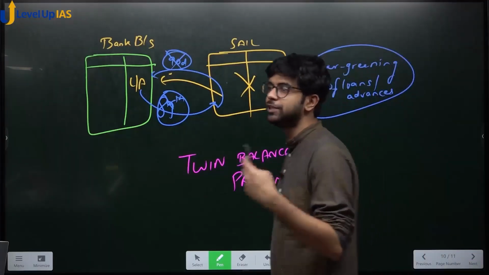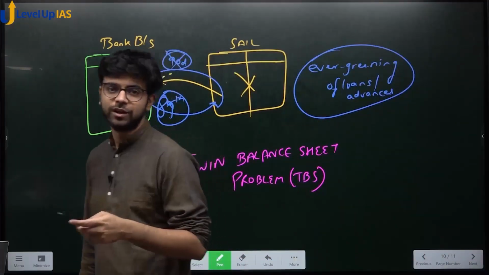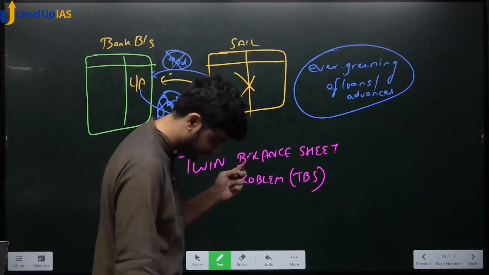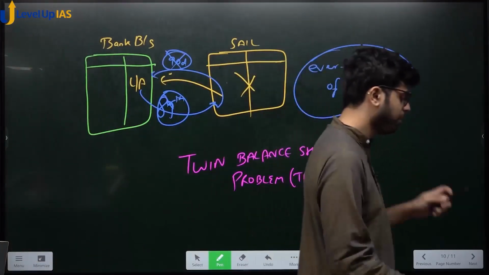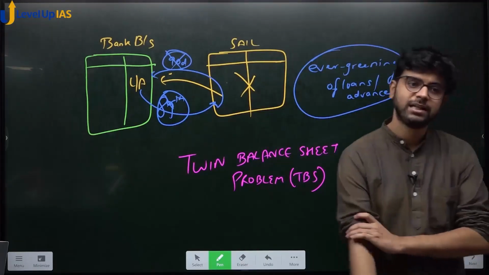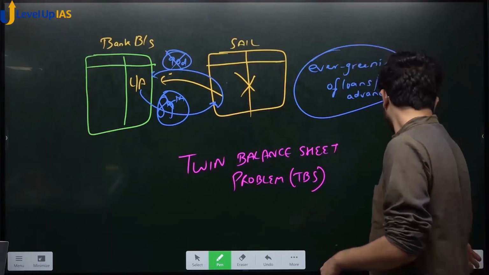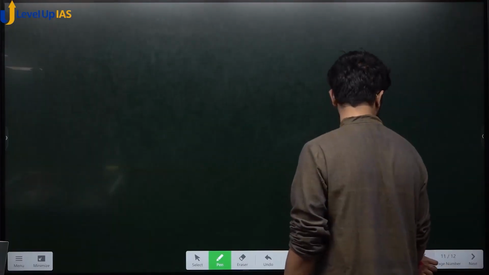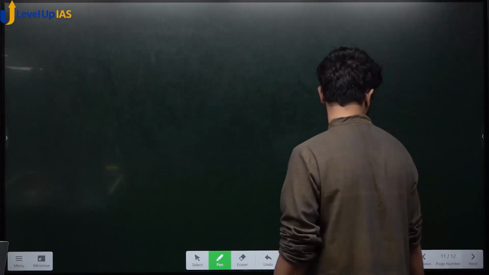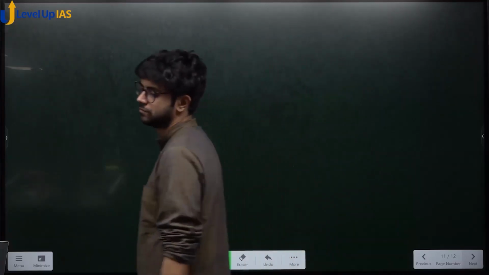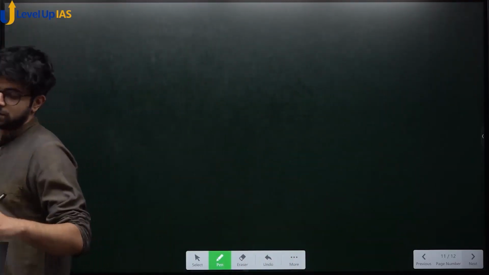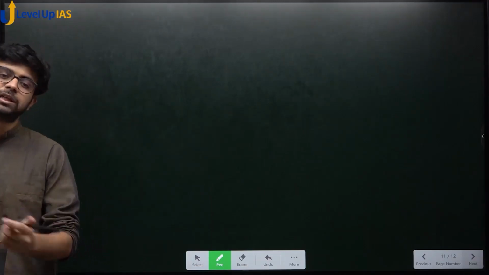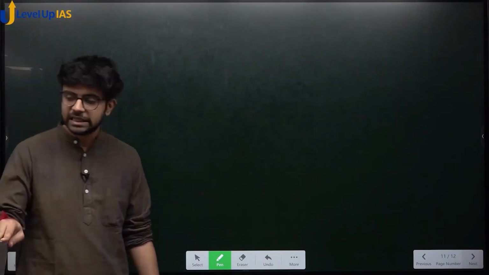What is evergreening? Increasingly, finding ways to renew the loan. Renew हो सकता है ना, finding ways to renew the loan so that it is not shown as an NPA, non-performing asset. Did you understand this? Yes, no, very good. Evergreening of loans. Did you understand both the concepts, twin balance sheet problem, evergreening of loan very clearly?